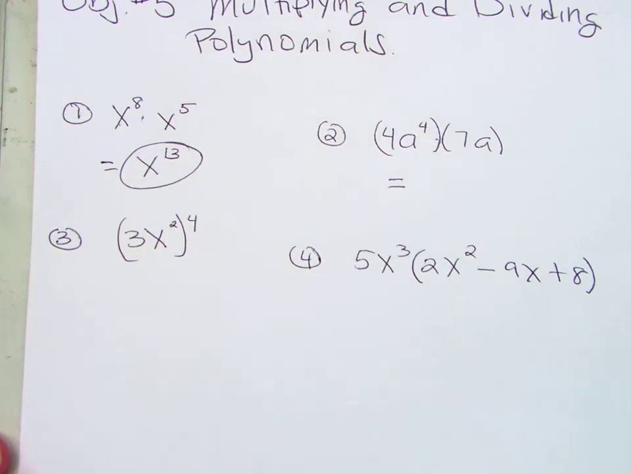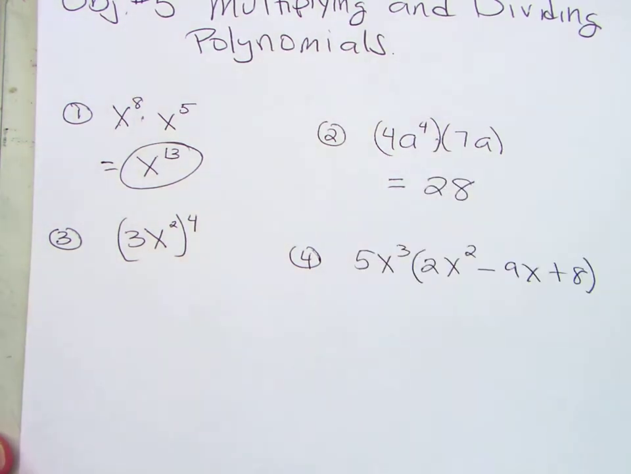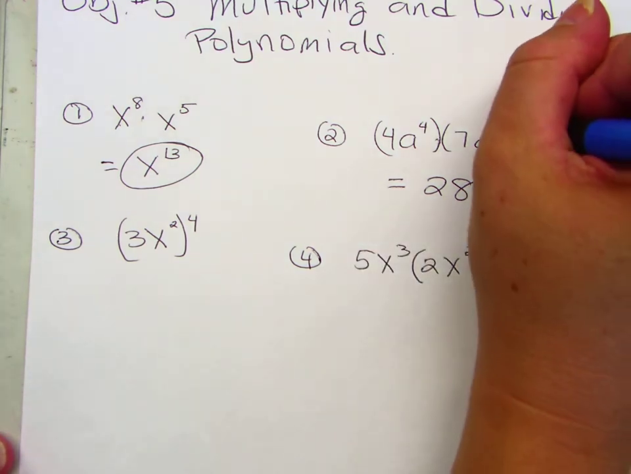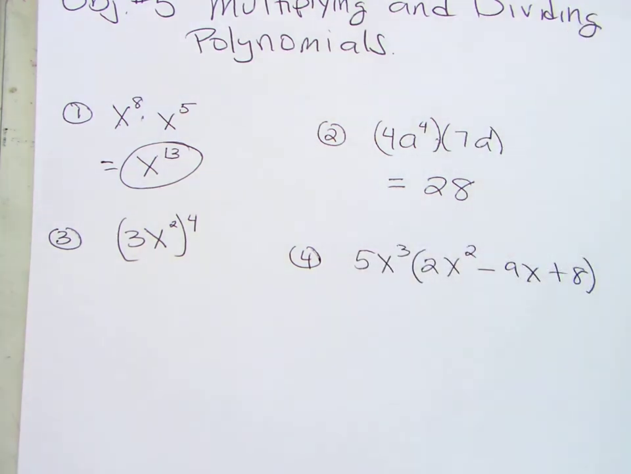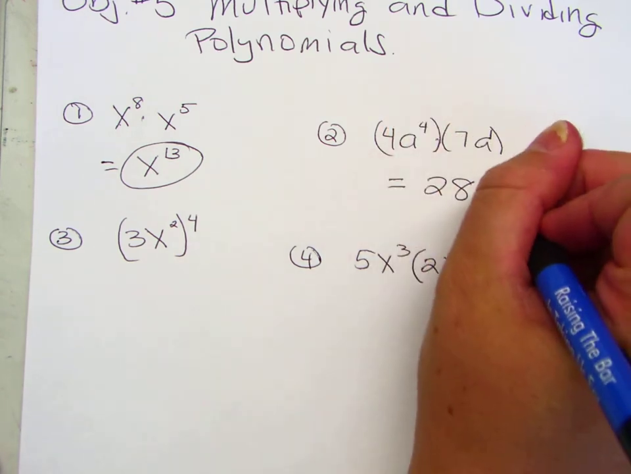Number 2, same idea. But remember, we're multiplying. When parentheses touch, we're multiplying. 4 times 7 is 28. How many total a's do we have? Remember, there's an invisible 1 here. I have an a, I have 1a. So a, 4, and 1 is 5.